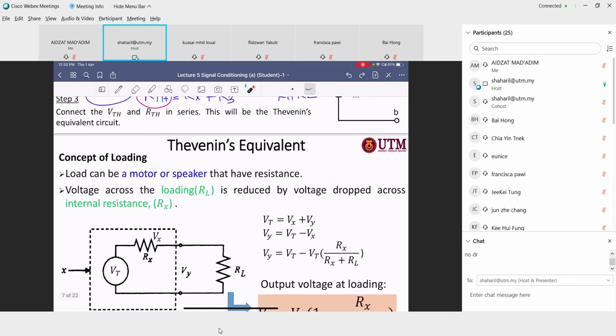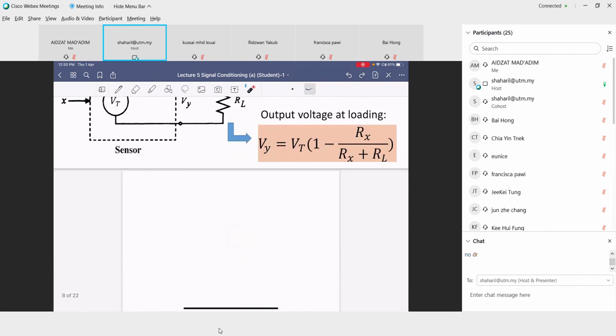After that, let's look at the concept of loading. What does it mean? I will try to explain that here. For example, we buy a temperature sensor, to give you the idea. The temperature sensor will convert temperature into voltage, for example millivolts. And then you connect it to the load. For example, you use the temperature sensor to turn on a motor.